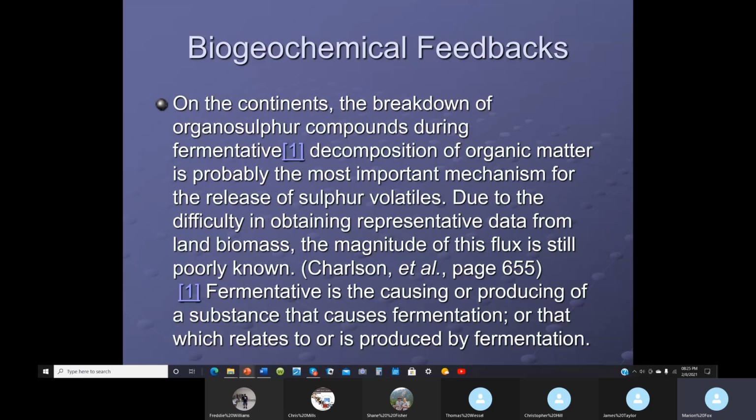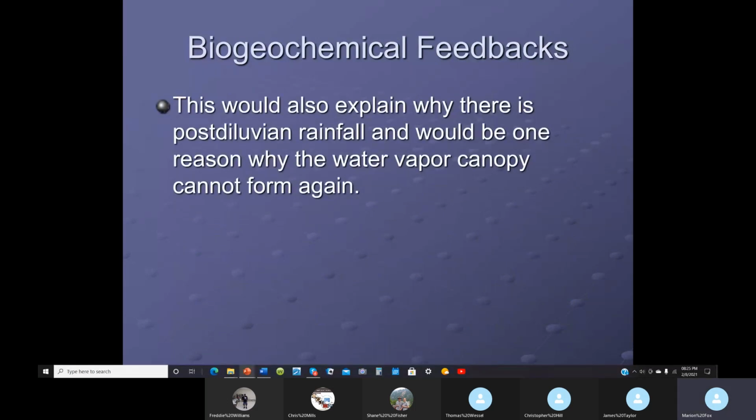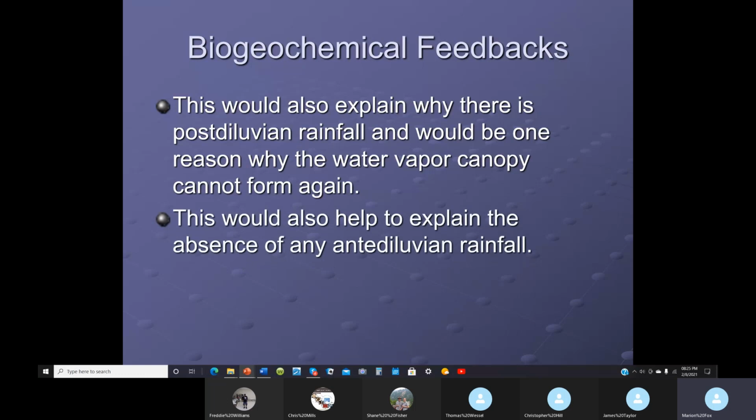And that makes it rain more, okay? Because it's particles on which we can have cloud condensation nuclei, they're called. We can have cloud droplets. This will also explain why there's post-Diluvian rainfall, and one reason why the water vapor canopy cannot form again, because it won't let it accumulate. It just keeps making them into clouds. So as they go up, they turn into clouds because of these sulfur gases. This would also help to explain the absence of antediluvian rainfall, before the flood.